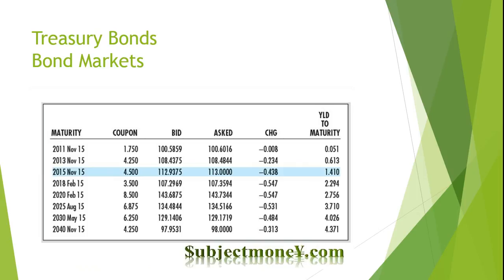The bid and ask price is on a percentage basis of the bond's par value. This means that the bid price for the highlighted bond is 112.9375% of the par value, equaling $1,129.38. And the ask price is 113%, equaling $1,130. The negative 0.438 change means that the closing price on the day dropped by 0.438%. Finally, the yield to maturity based on the ask price is 1.41%.